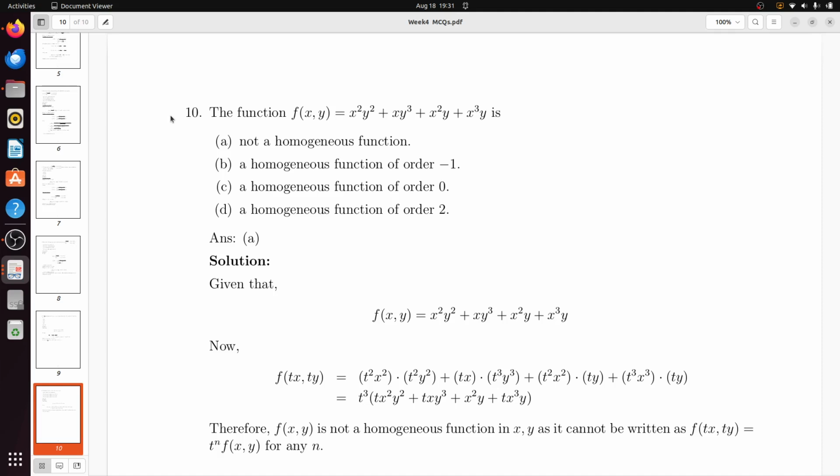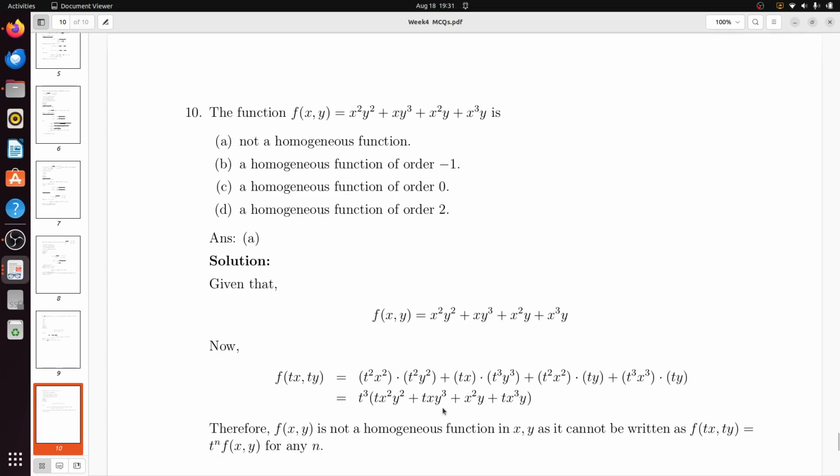Okay, so f(x,y) is x squared into y squared plus x y cubed plus x squared y plus x cubed y. So you put f of tx comma ty. If you put f of tx comma ty, that will give you t squared x squared into t squared y squared plus tx into t cubed y cubed plus t squared x squared into ty plus t cubed x cubed into ty. Now you take t cubed common, and what is happening here?